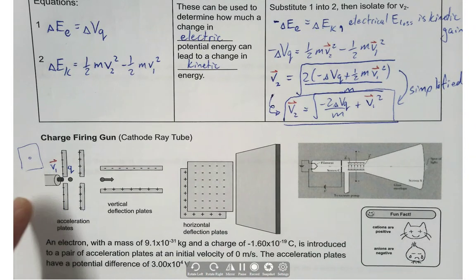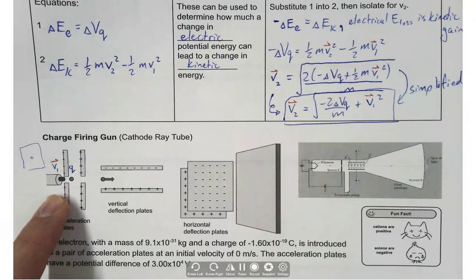But anyways, people have this device called a cathode ray tube, and a cathode ray tube fires electrons. That's what a cathode ray tube does. This is actually the old style tube television, like from the 1950s or more recently the 1990s. But that's what a tube television was. It was an electron firing gun.